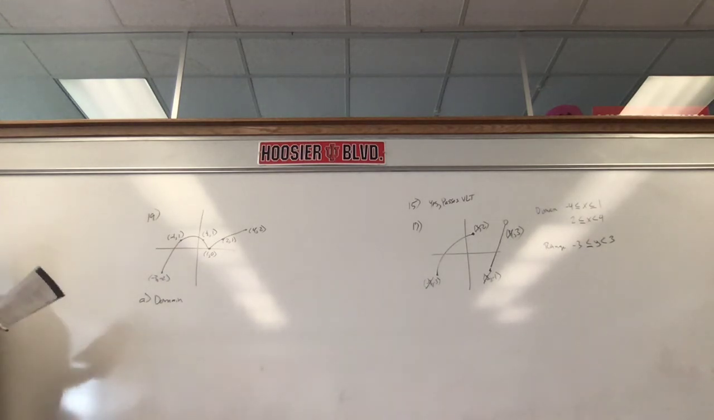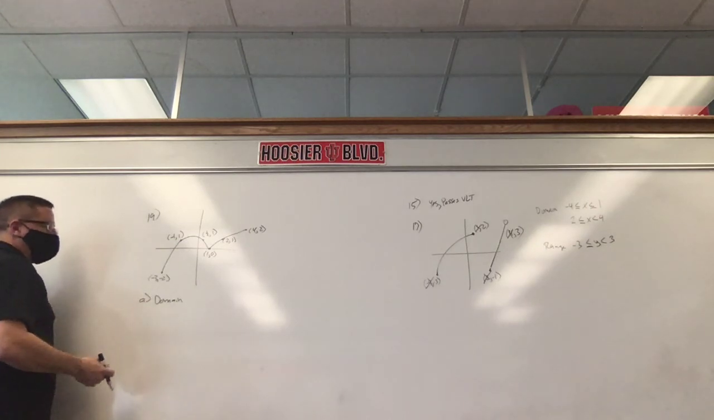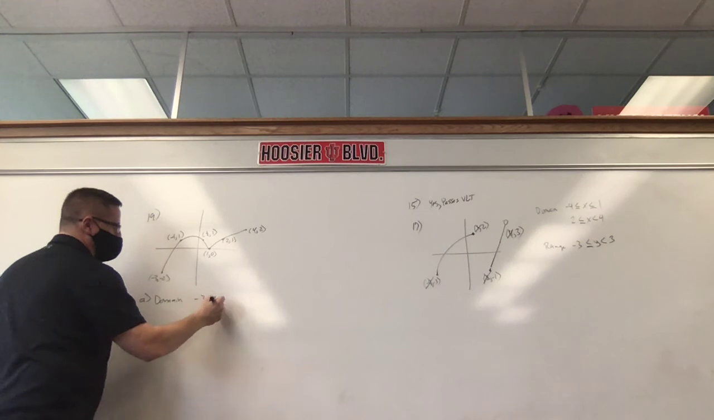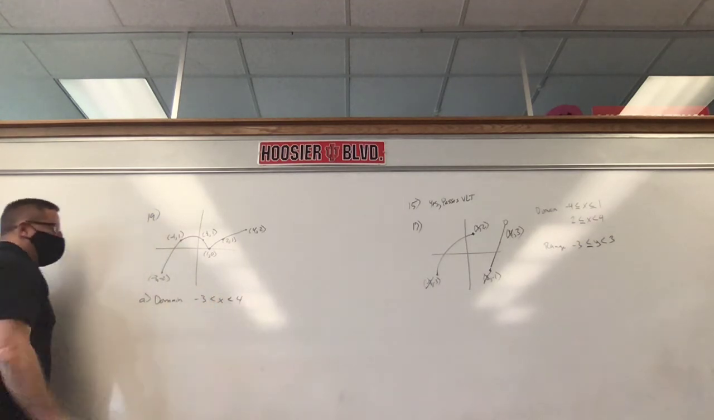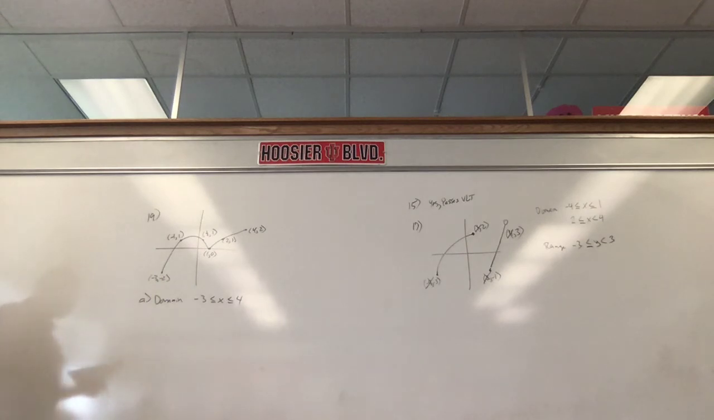Okay, so the domain, since it's continuous, it's just everything between the x values. It's between -3 and +4. So -3 is less than x, it's less than 4, and they're both solid dots, so we need to include both endpoints. Yes, sir. So continuous, like that one isn't continuous, so the domain has 2 of them. Why didn't the range have 2?